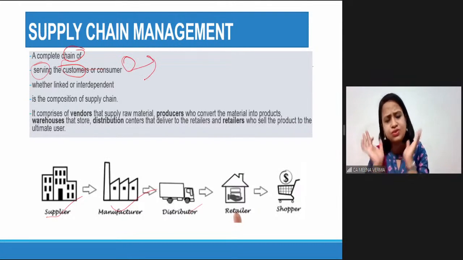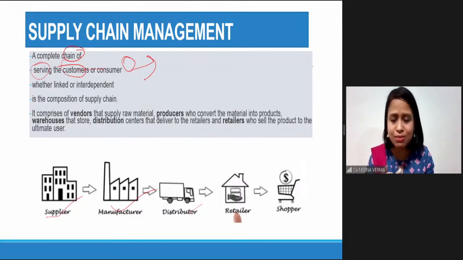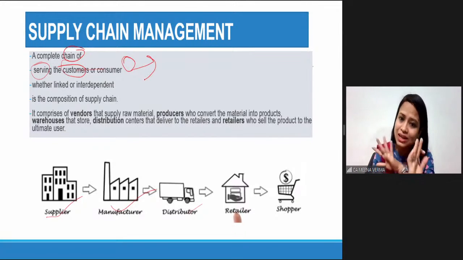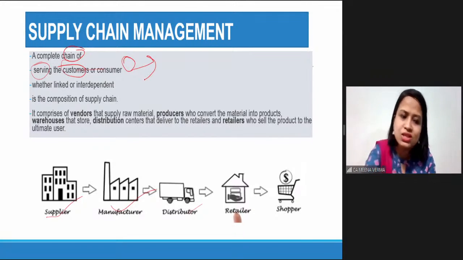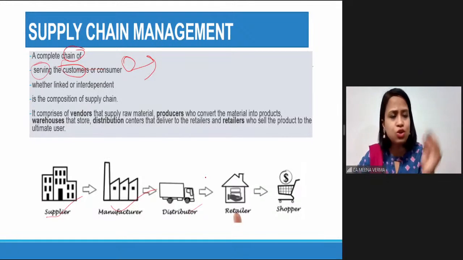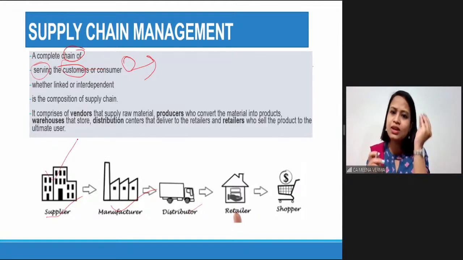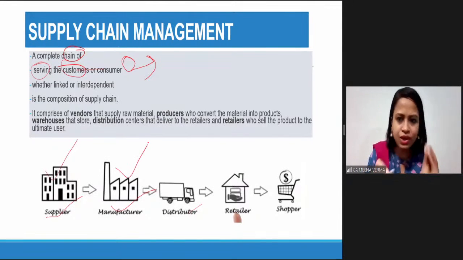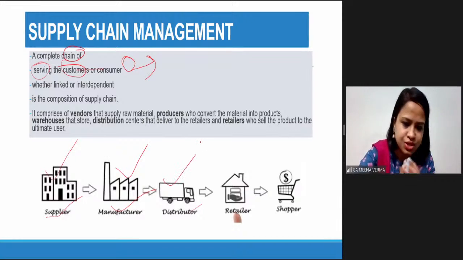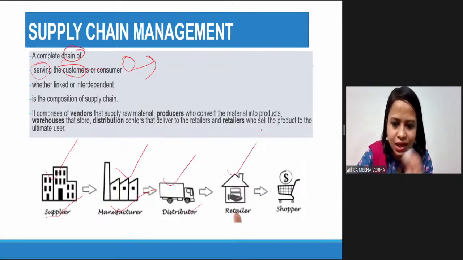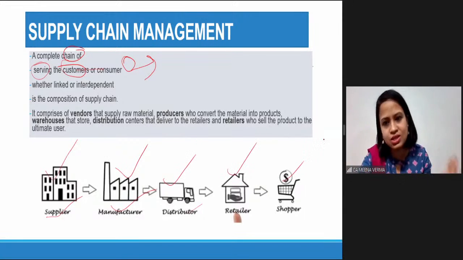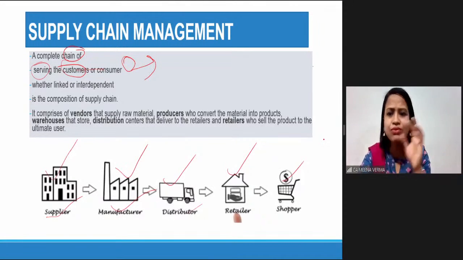This is the only difference which I think is there between supply chain and value chain. In entire value chain analysis, you can see the same process. Inbound means buying the raw material from the supplier, then operation means manufacturing, then outbound means distribution, then marketing and sale, then after-sale services.